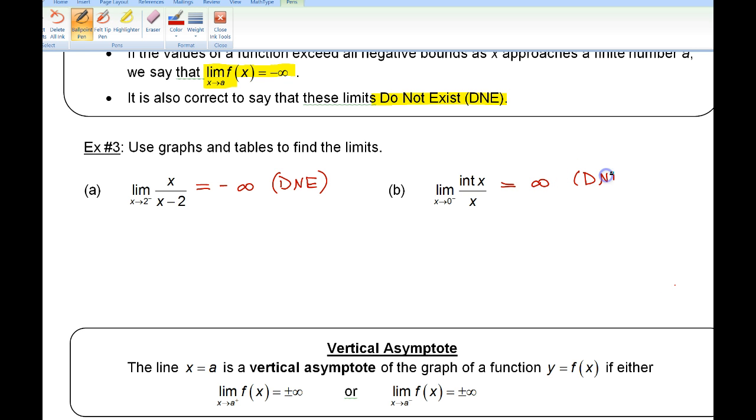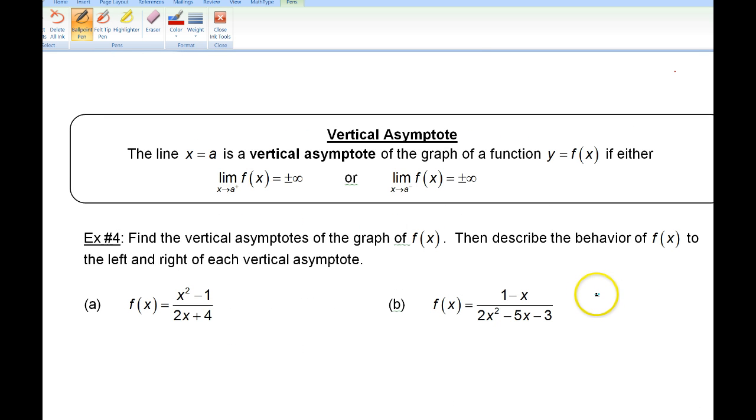Again, we'll put does not exist in parentheses, just as a reminder, because the limits don't exist since you can't identify a certain number in infinity.